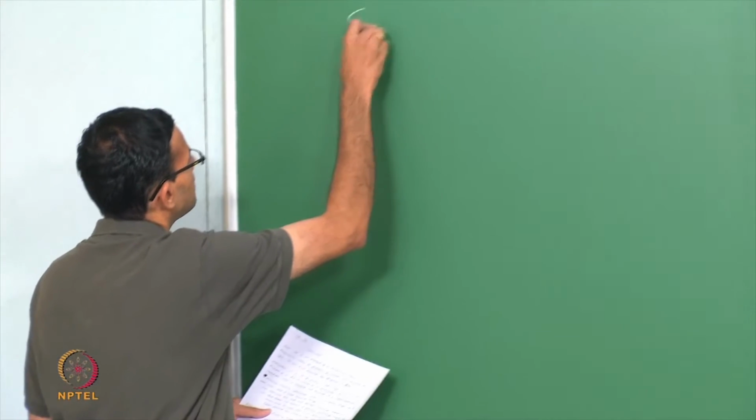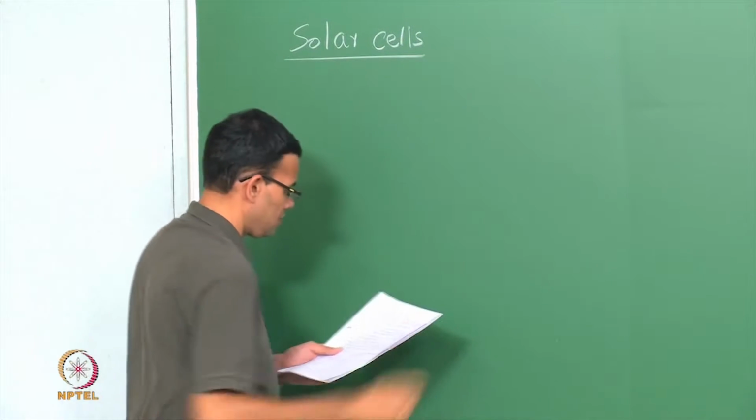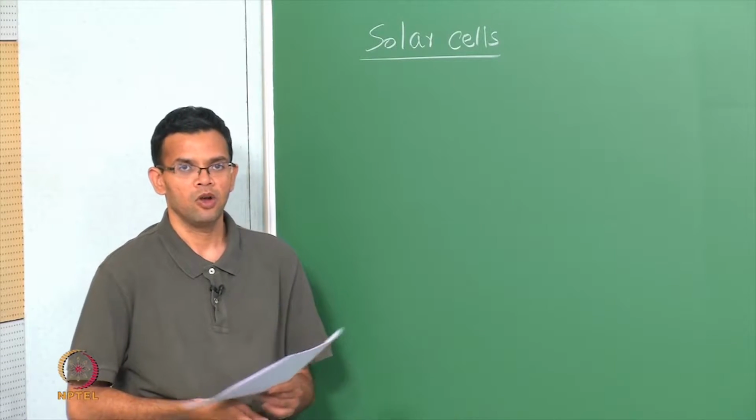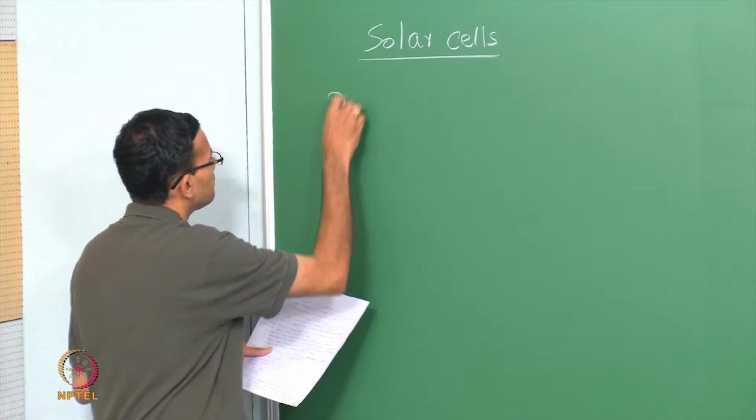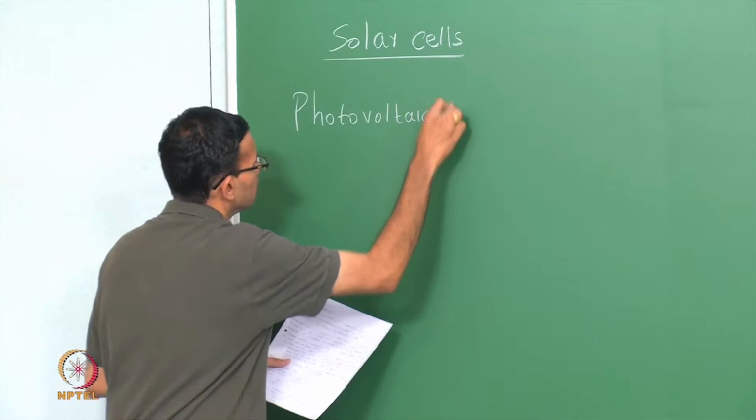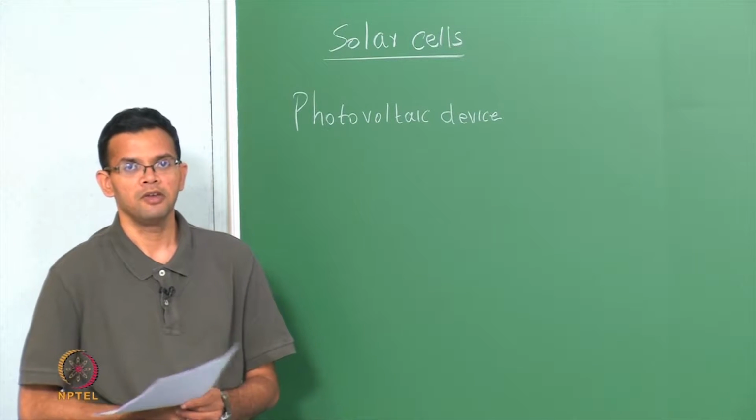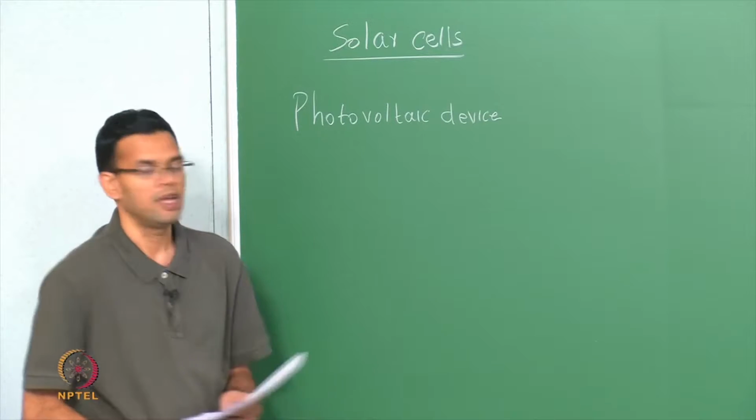Last class we looked at photodetectors. So in the case of photodetectors, we had an incident light onto your device which was converted into an electrical signal. Today we are going to look at solar cells. A solar cell is an example of a photovoltaic device. That is, it's a device where you have a generation of voltage when exposed to light.